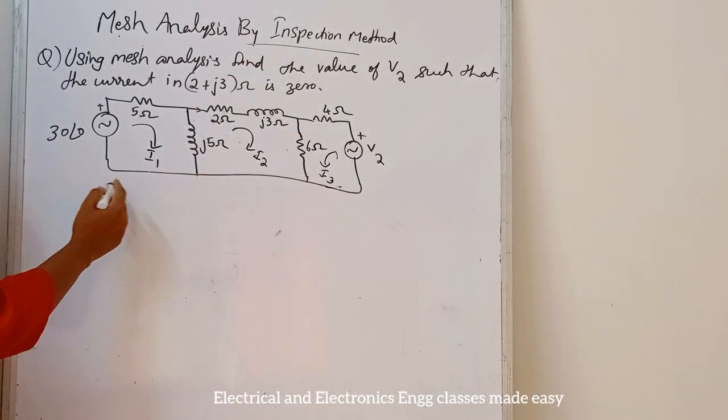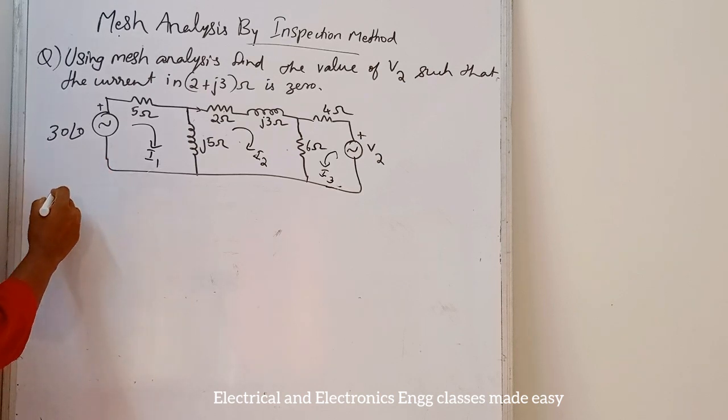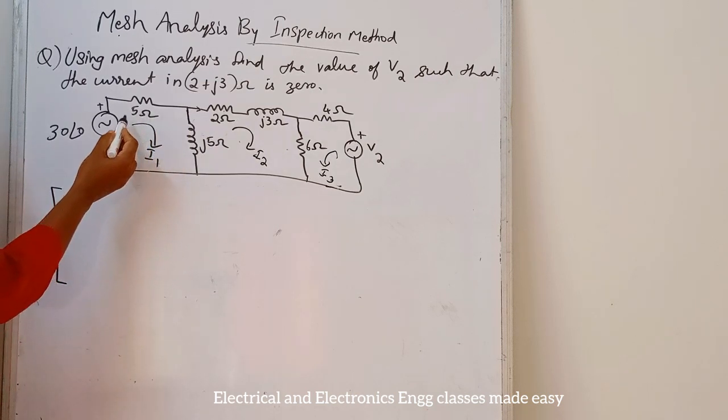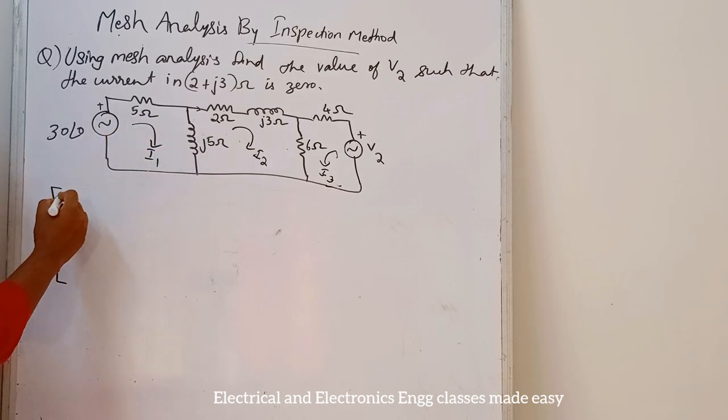Now we can draw the matrix. So in the matrix R11, R11 is the self-resistance in the first loop, that is 5 plus J5.